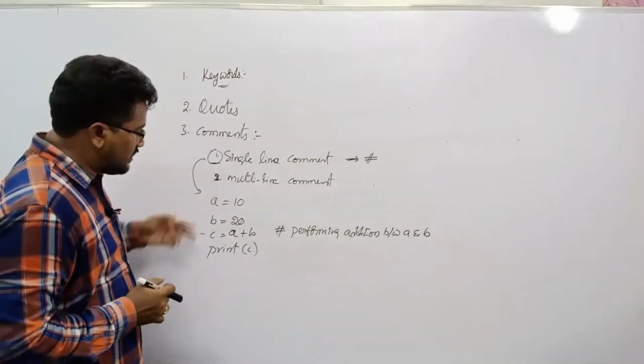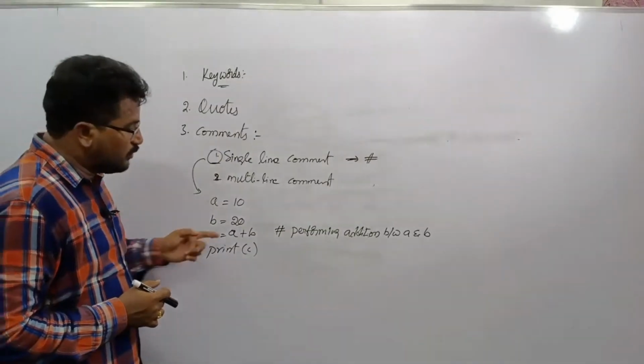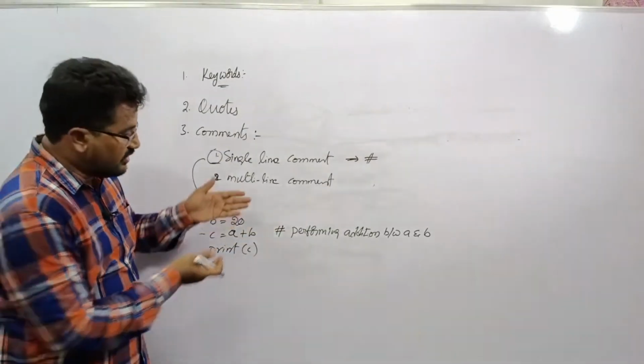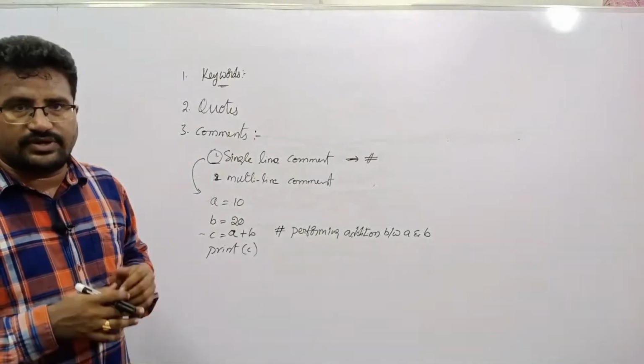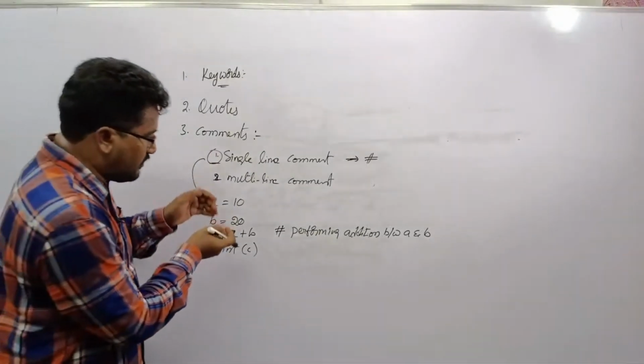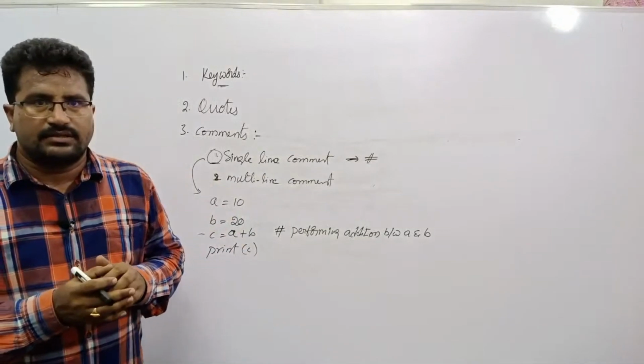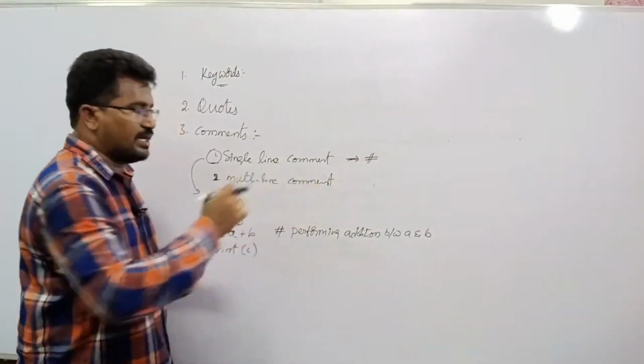Now we have a doubt. Sir, 4 lines are there, but you wrote a comment for only 1 line. For many lines it's not required, it's our choice. Wherever we require clarity, there we make the comment.